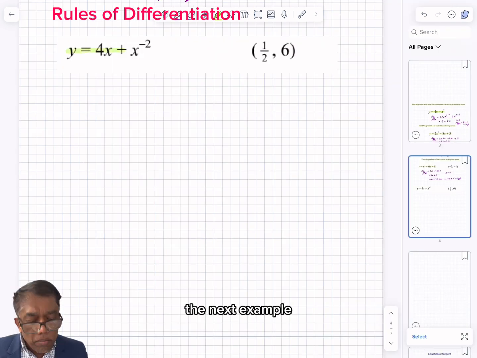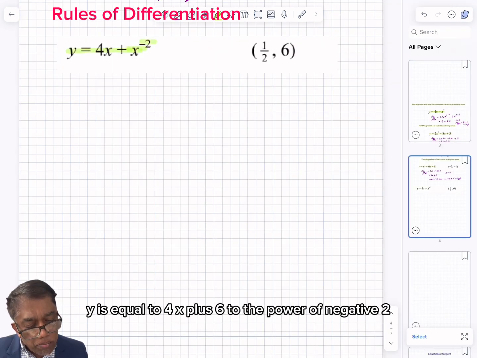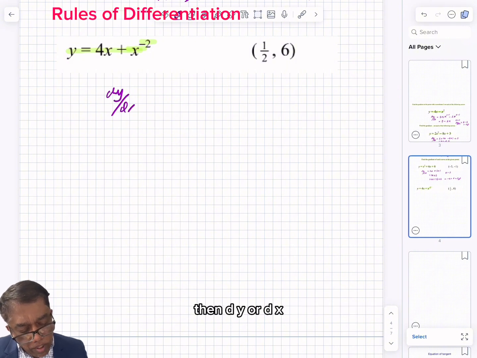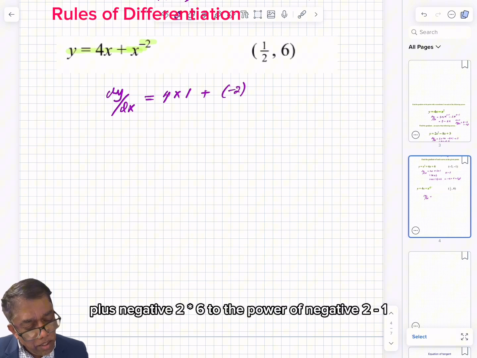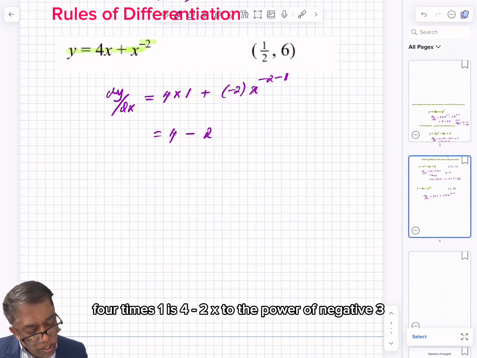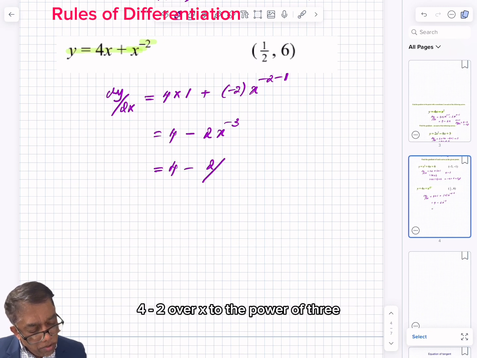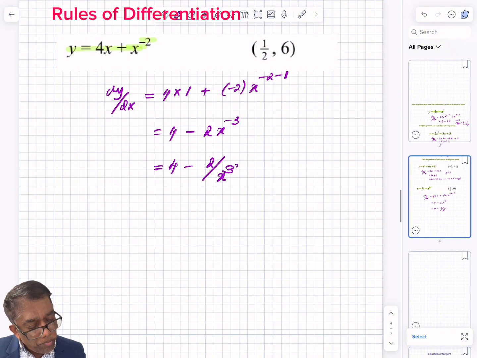The next example, y is equal to 4x plus x to the power of negative 2. Then dy on dx is equal to 4 times 1 plus negative 2 times x to the power of negative 2 minus 1. 4 times 1 is 4 minus 2x to the power of negative 3. This can be written as 4 minus 2 over x to the power of 3.